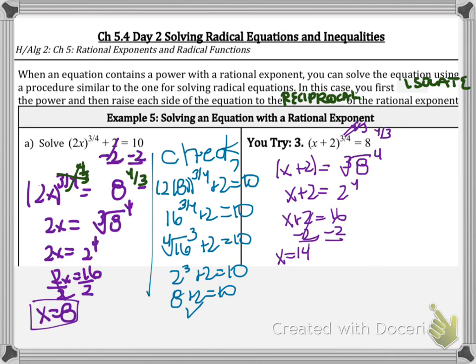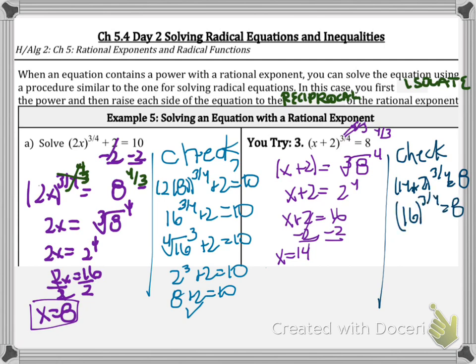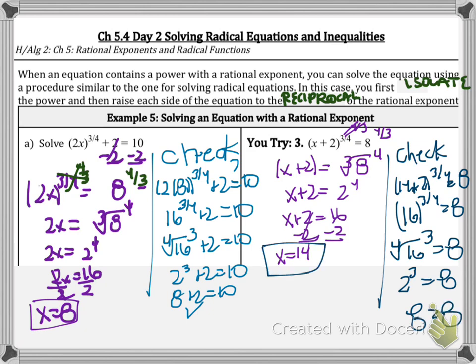So let's check it. This is 14 plus 2 raised to the 3/4. Does that equal 8? 14 plus 2, so 16 raised to the 3/4. Does it equal 8? The 4th root of 16, cubed. So that's 2 cubed. And 8 does equal 8. So x equals 14 is true.